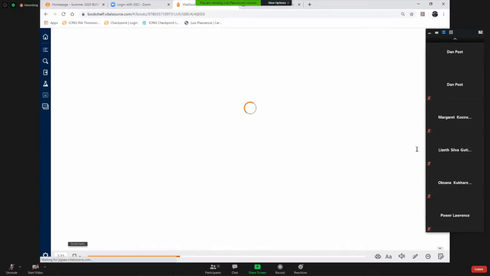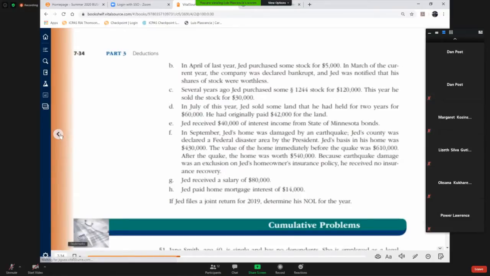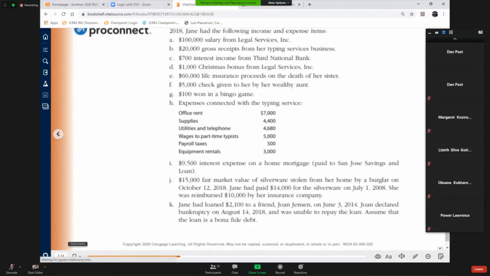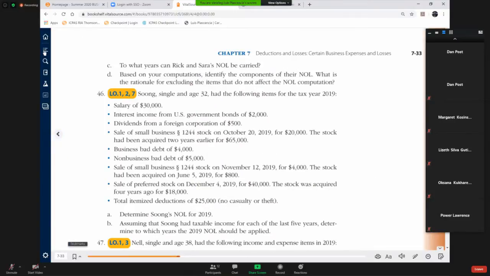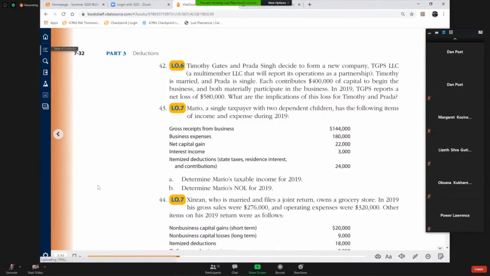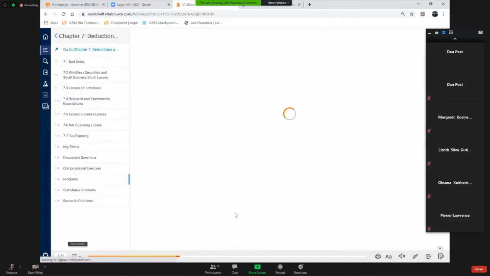It's not here. I can't find that question. It was a question that just gave a list of different deductions, and then they ask you to identify if it's a deduction for AGI, a deduction from AGI, or not deductible. I thought it was here. Maybe it's not here yet. Maybe it's in chapter 9.